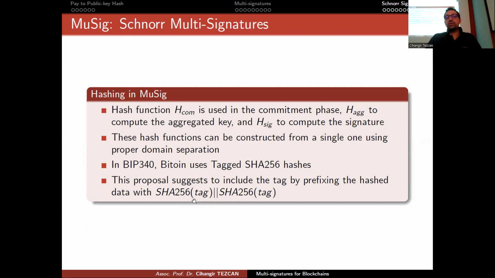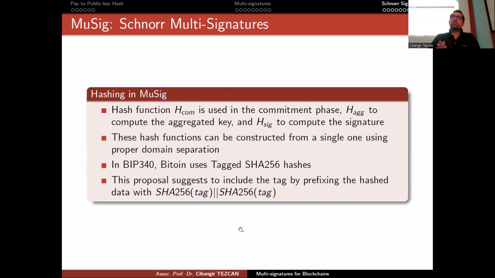So depending on the context, you are adding a prefix. As it says, this proposal suggests to include the tag by prefixing the hash data with SHA-256 of tag concatenated with, again, SHA-256 of tag. Here, the tag again comes from this part which you are using.